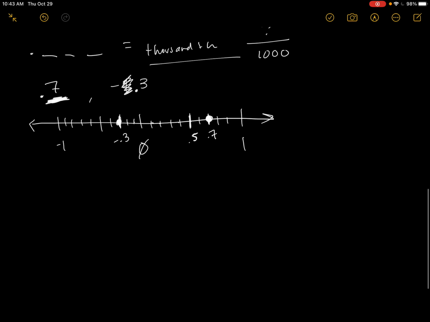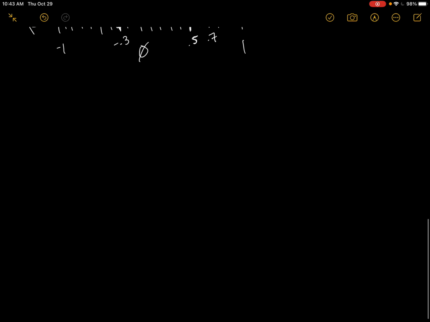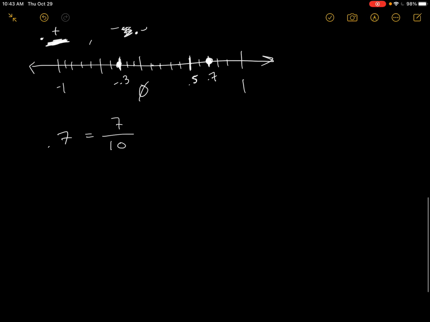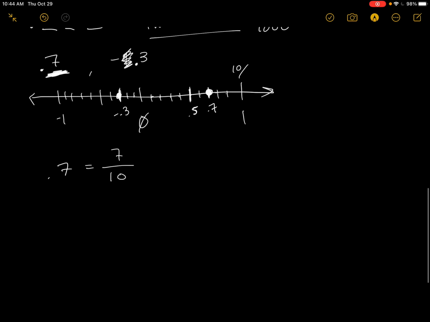Okay, so now I guess we'll review how we turn decimals into fractions, right? So probably should have done that before. But if we wanted to turn 0.7 into a fraction, just remember we're in the tenth place, so it's over 10. So it's 7 tenths. Just like if you were going to go on the number line 1 tenth, 2 tenths, 3 tenths, 4 tenths, 5 tenths, 6 tenths, 7 tenths, 8 tenths, 9 tenths, right? And this is 10 over 10, which equals 1.